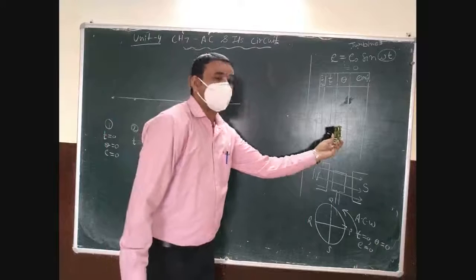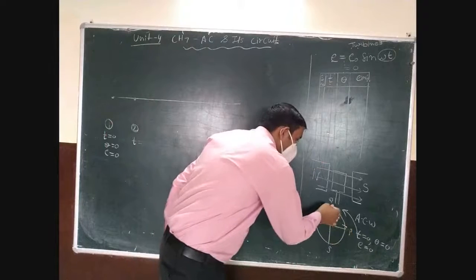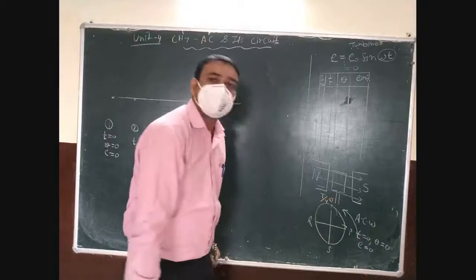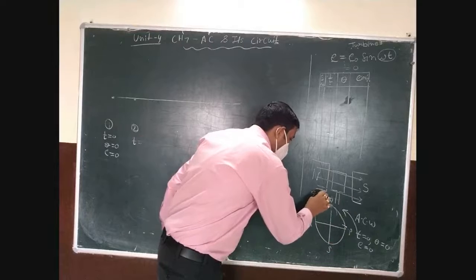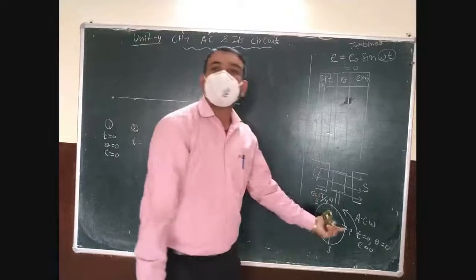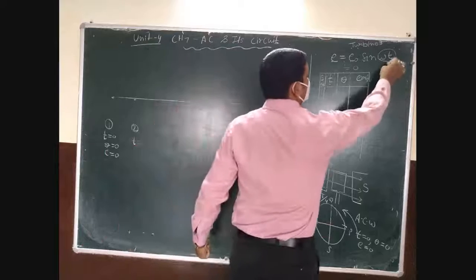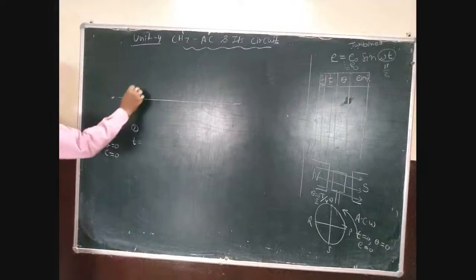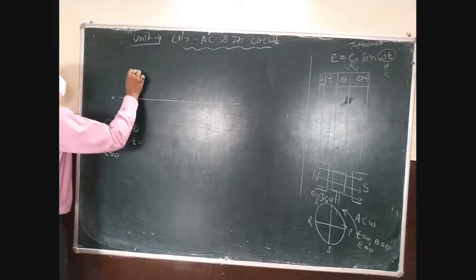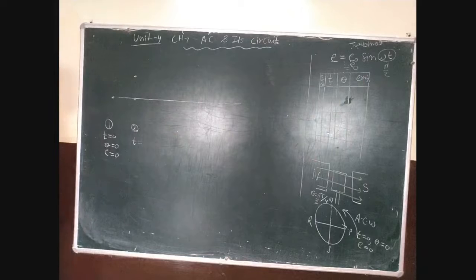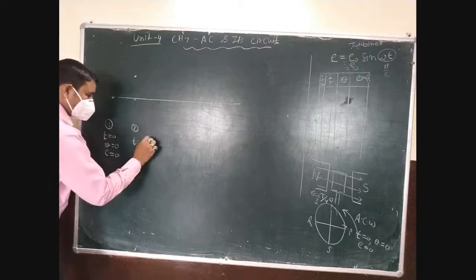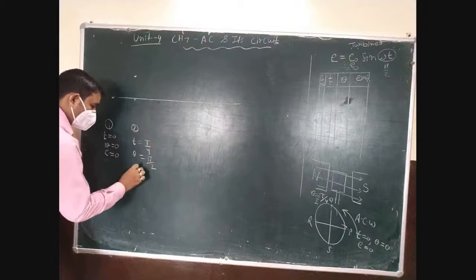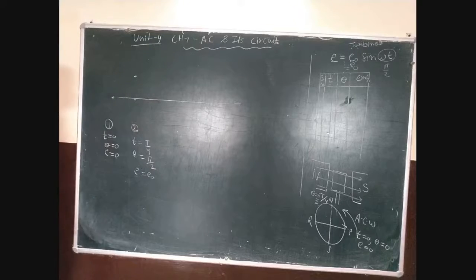Now when it is rotated 1/4, we find it has reached this point, and here time is T by 4, theta becomes pi by 2, and now we need to find the value. If this becomes pi by 2, we get this result equal to E naught. Understood? Then we observe it here. Okay, now this is T by 4, theta pi by 2, and we get EMF equal to E naught.